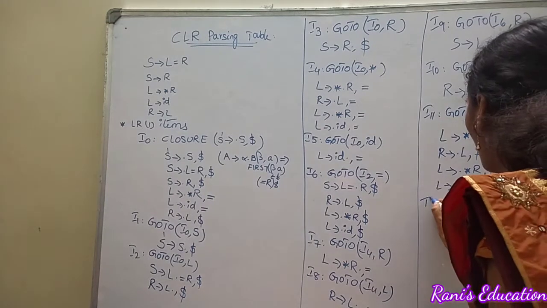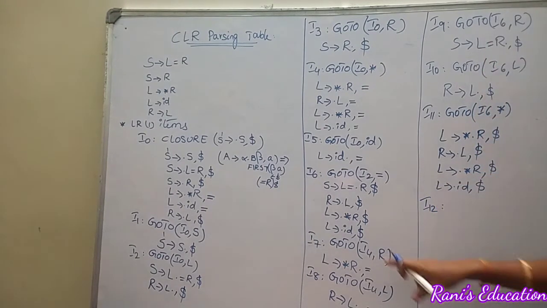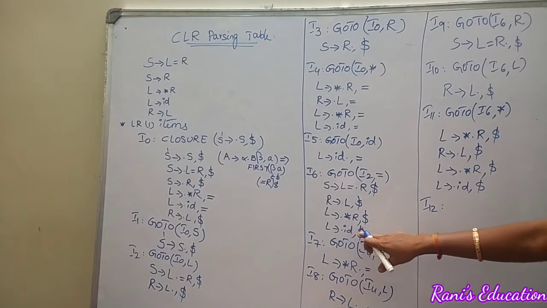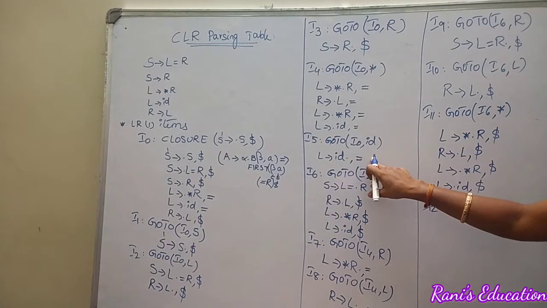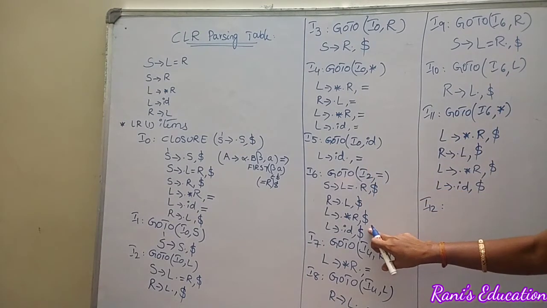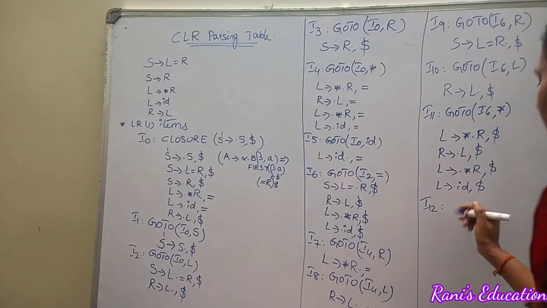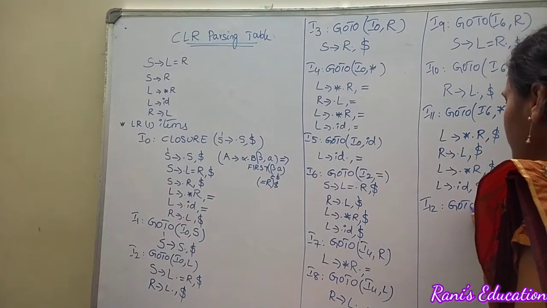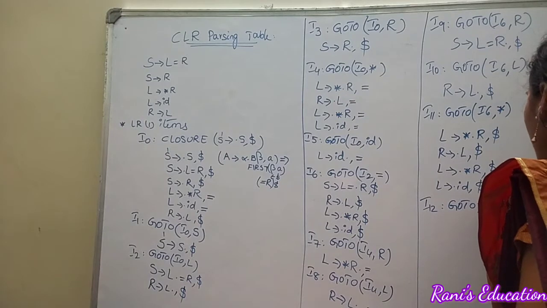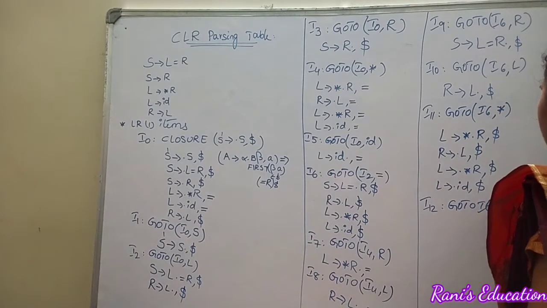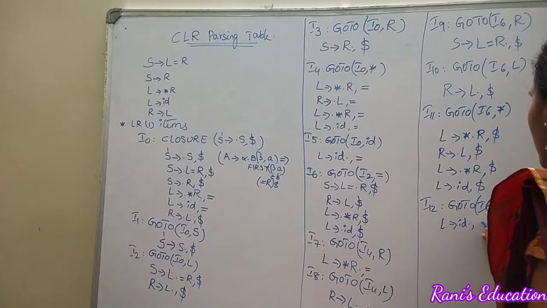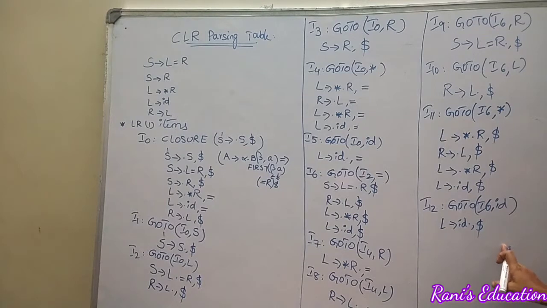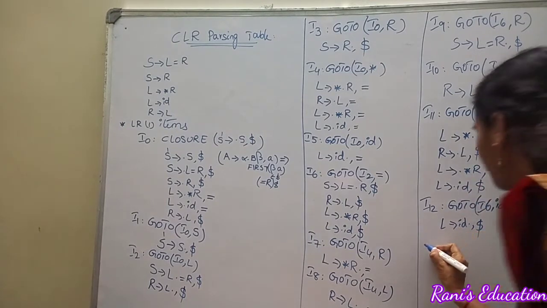Right? Now move on to I12 item. So what about this L derives dot id with the look ahead dollar? Did we complete that production separately? No, we didn't complete. But with the look ahead equal is we have completed. Right? So you have to complete this production separately. So that is go to of I6 comma id. Okay, that is L derives id dot, look ahead is dollar. Right, so we have completed that production.